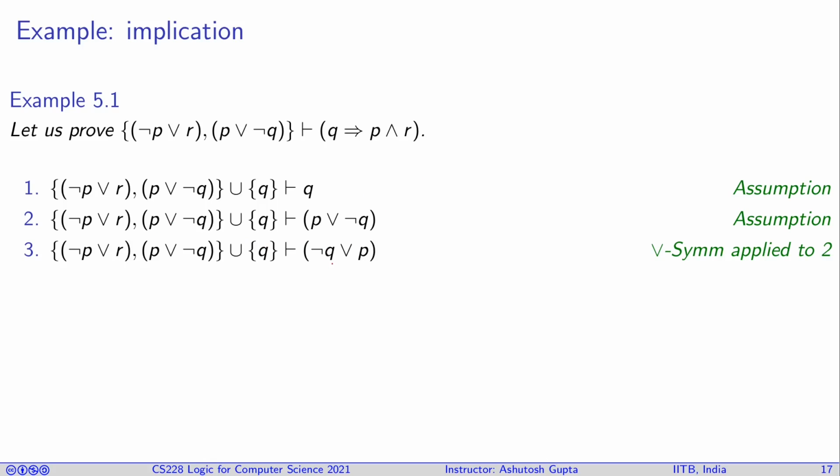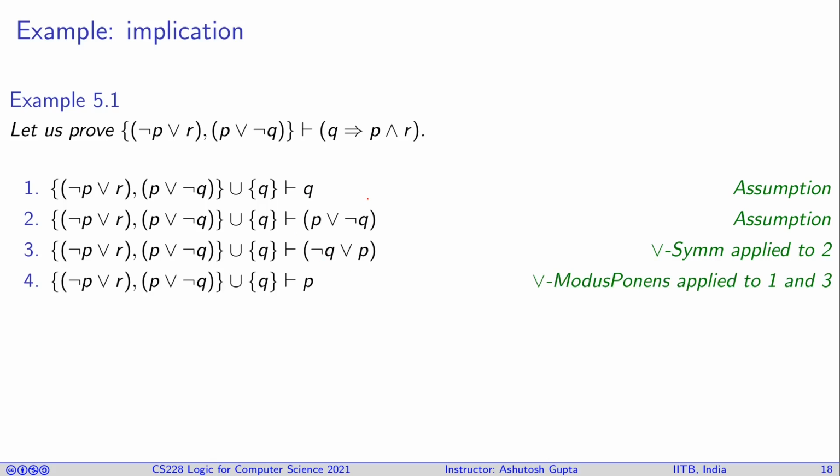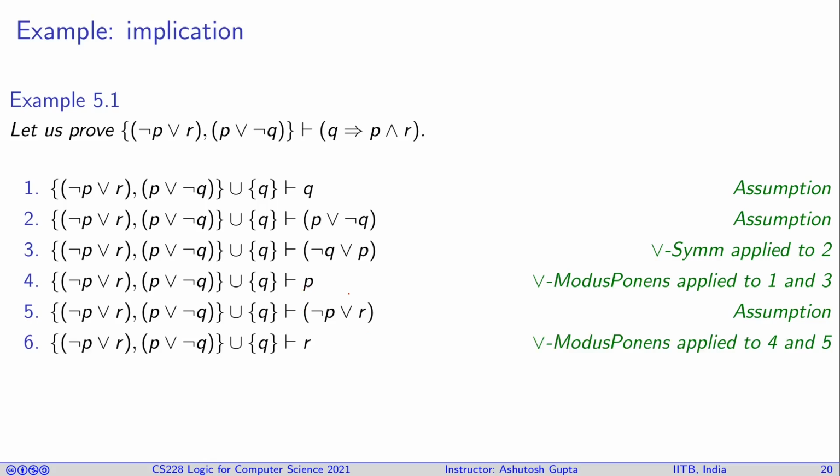Now we swap them because we're using symmetry. Now these 2 together look like a modus ponens candidate. So we apply modus ponens between them and we obtain P. Now we have P and this one is yet to be brought out. So let's pull this one out. If we pull this one out, we get not P or R. So we are left with a modus ponens situation again, and we get R.